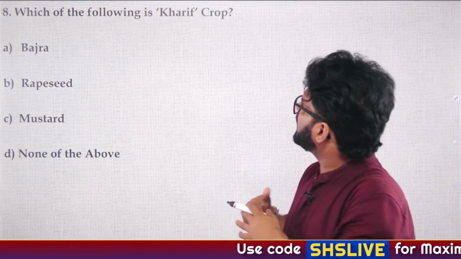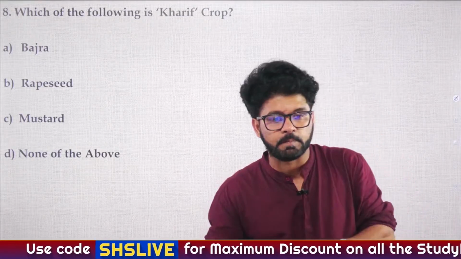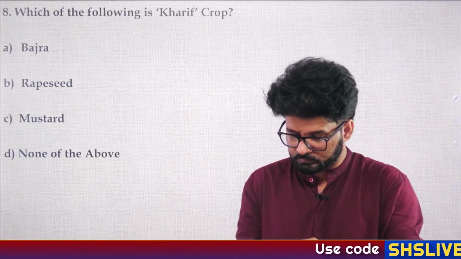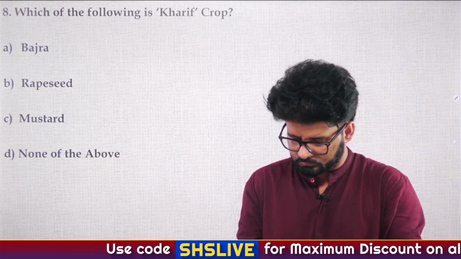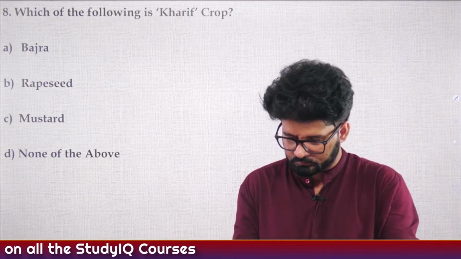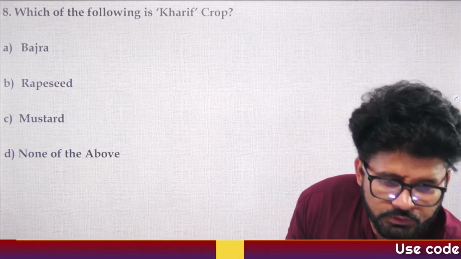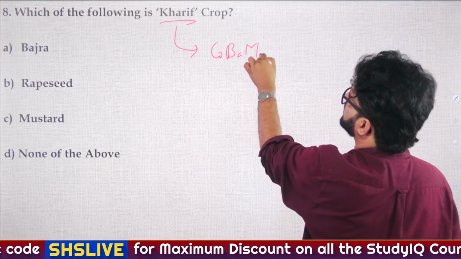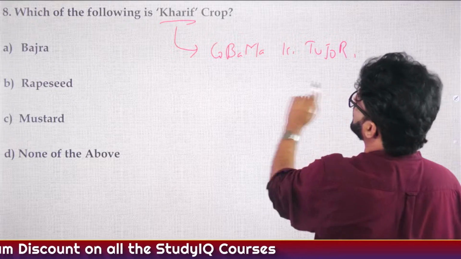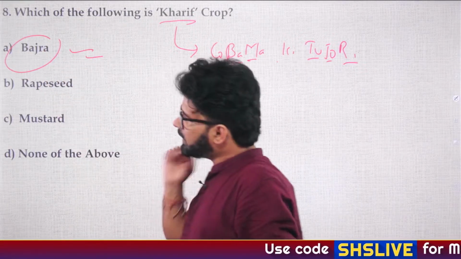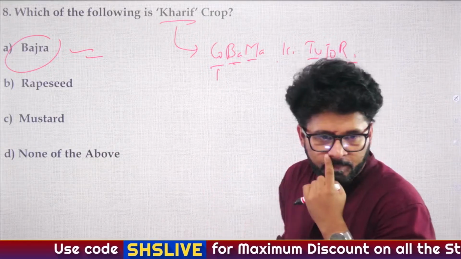Eighth question. Which of the following is a Kharif crop? Bajra, rapeseed, mustard, none of the above. Okay, so Dark has given the answer, Umesh has given the answer. We have discussed the mnemonic for Kharif crops. If you go back and look at the PYQs of UPSC, you will see they have asked questions on Kharif and Rabi crops. Kobama ki tu jori: cotton, bajra, maize, tur, jowar, rice. So bajra is a Kharif crop. Rapeseed and mustard are Rabi crops. So the answer is A, bajra. Very good, Priya as well as Sundaram.